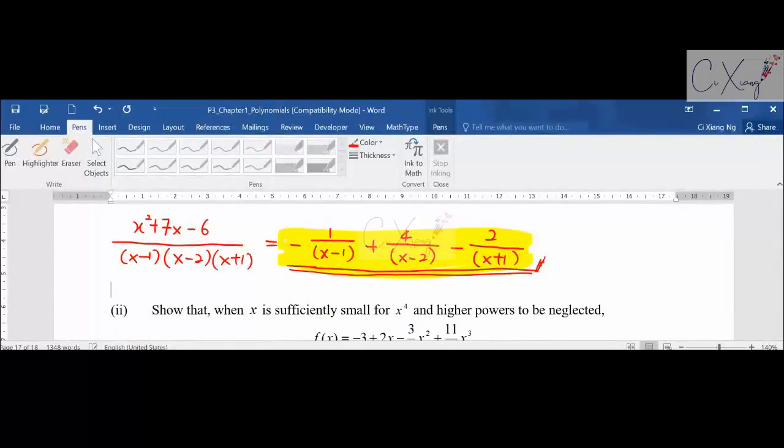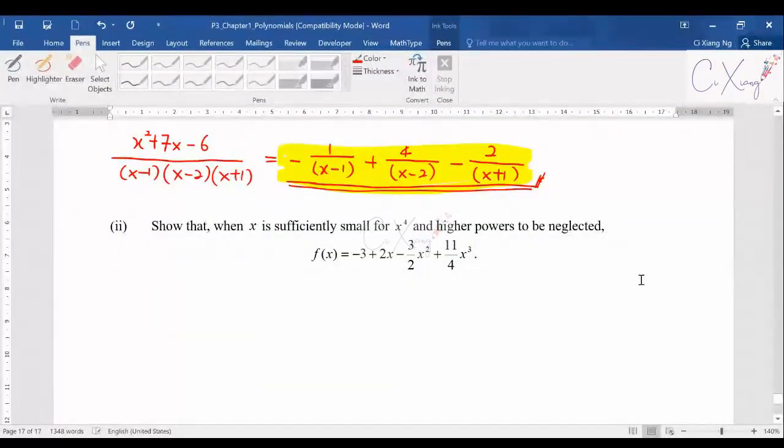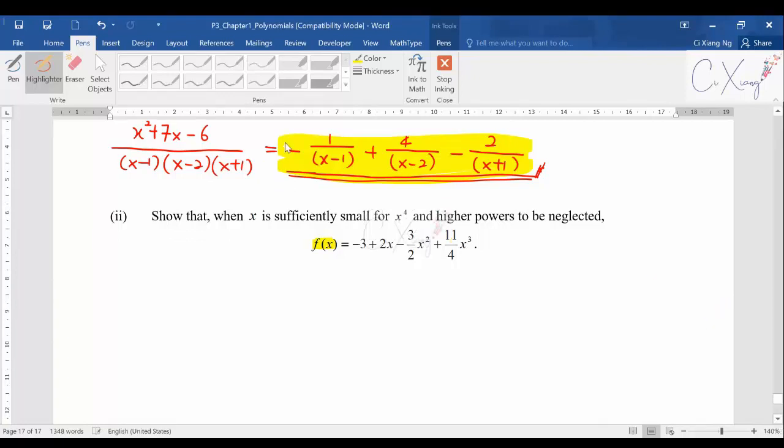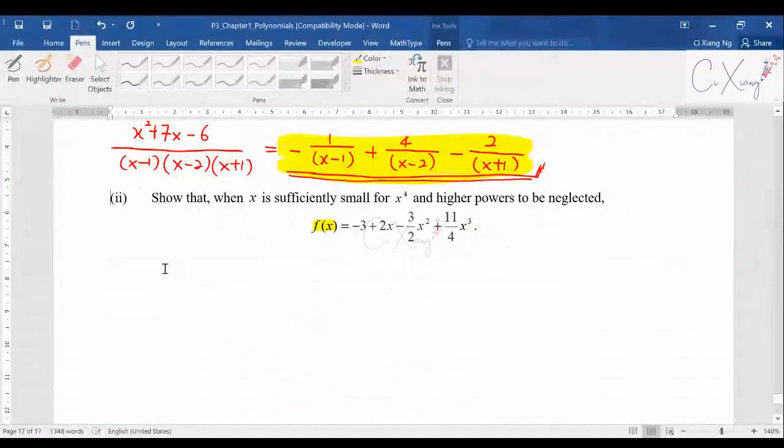For part B, if you read the question, they said to show that when x is sufficiently small for x power 4 and higher powers to be neglected, f(x) is this one. A lot of students tell me they actually don't know what they want. But next time when you look at this kind of question, when the sentence is like this, they actually want you to do the binomial expansion.